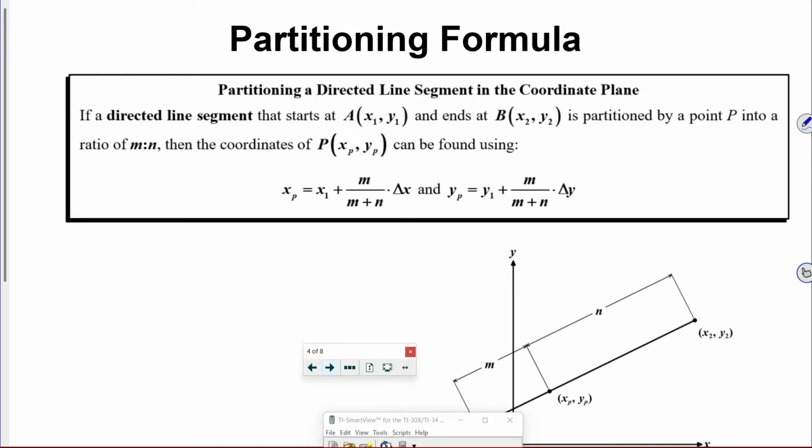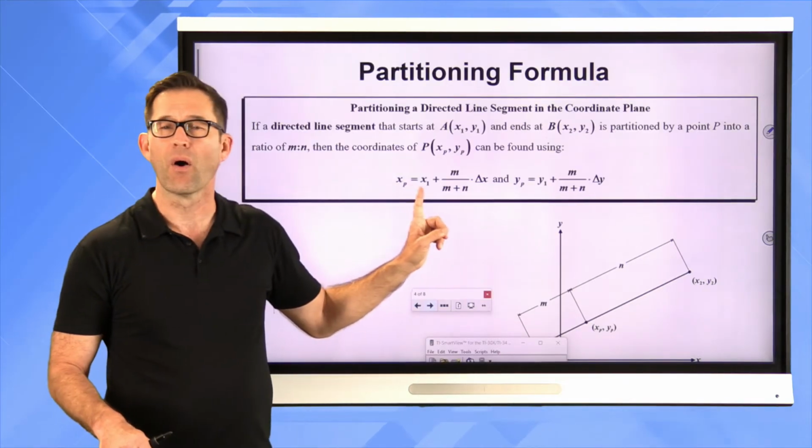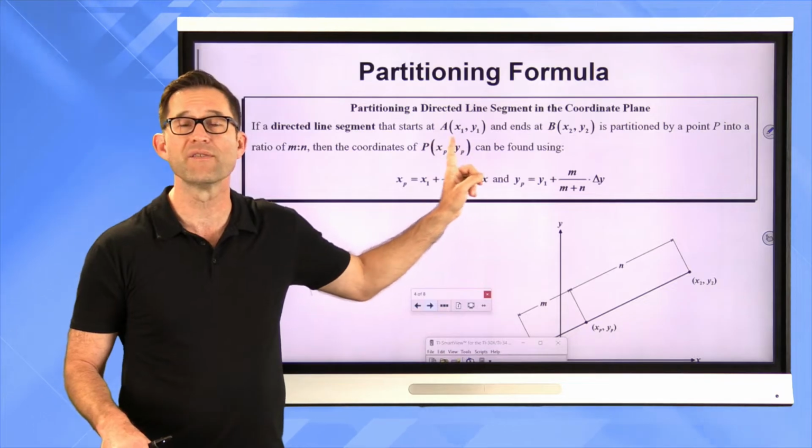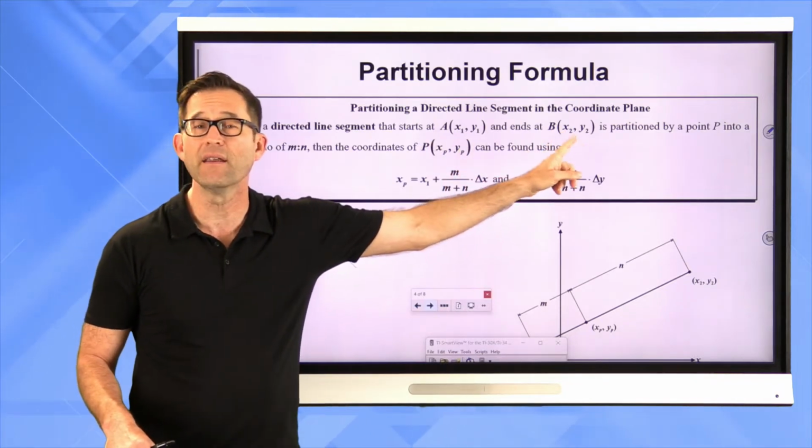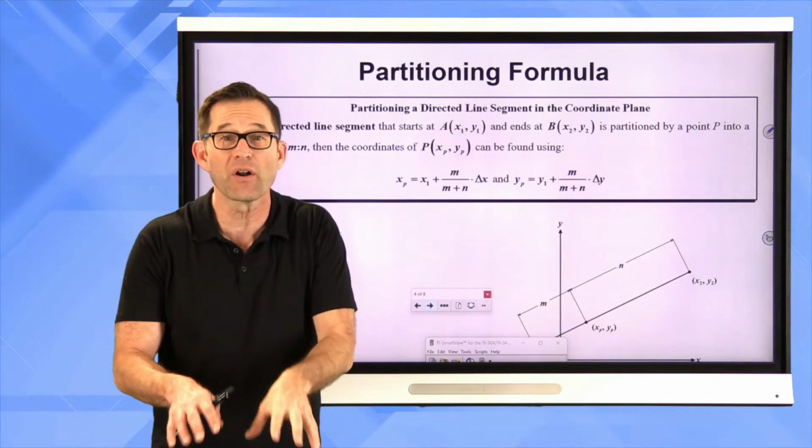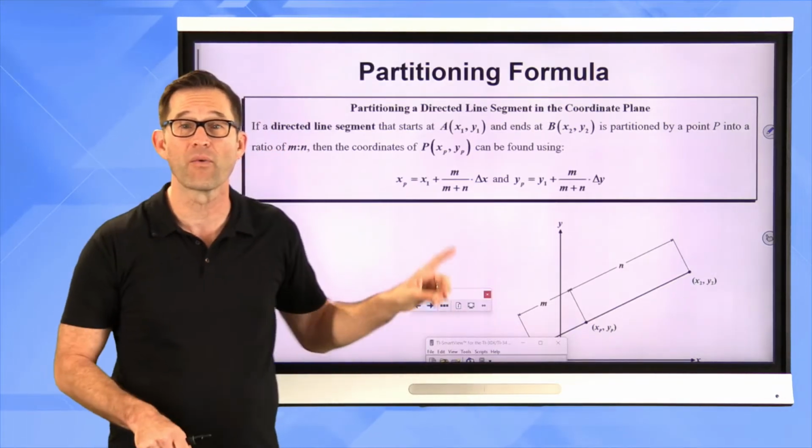If a directed line segment that starts at x1, y1 and ends at x2, y2 is partitioned by a point P into a ratio of m to n, then the coordinates of P, x sub P, y sub P can be found by, let's take a look at this. I'm going to always start with my coordinates of A. I'm not going to start with my ending coordinates. I'm going to start at my starting point and then move from there.